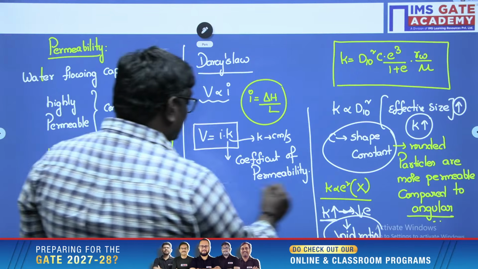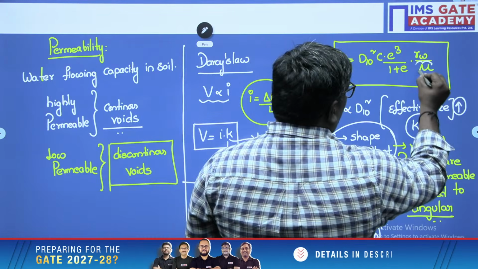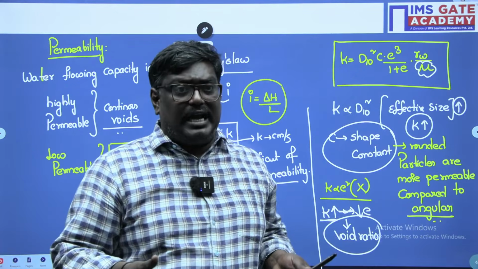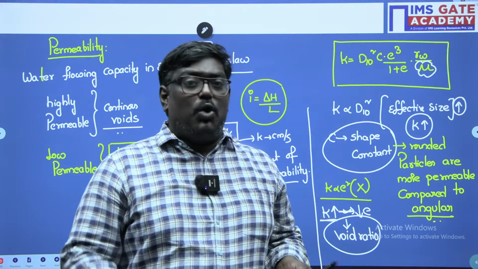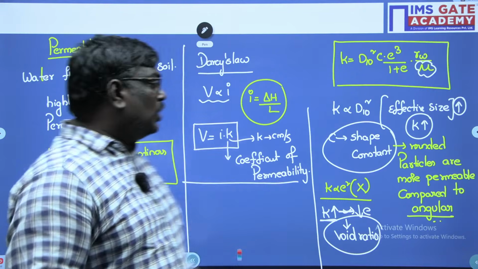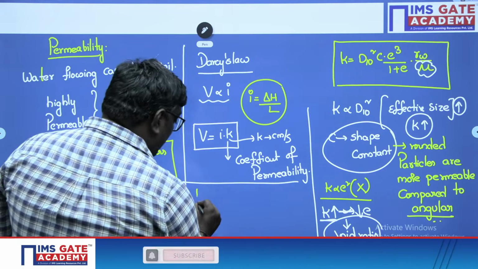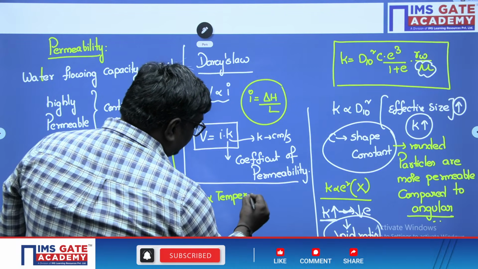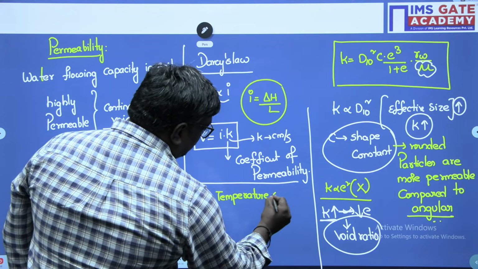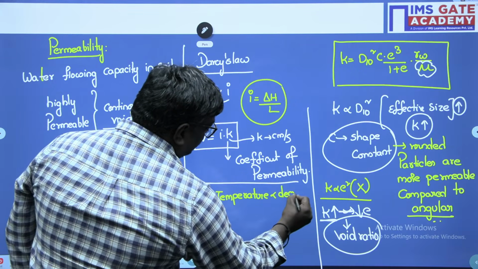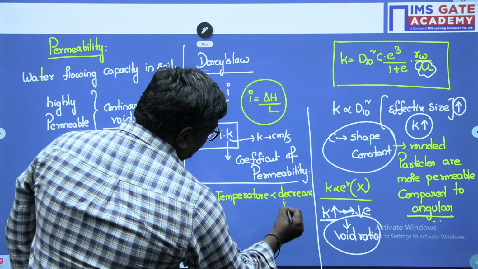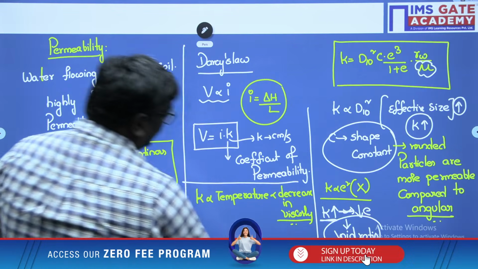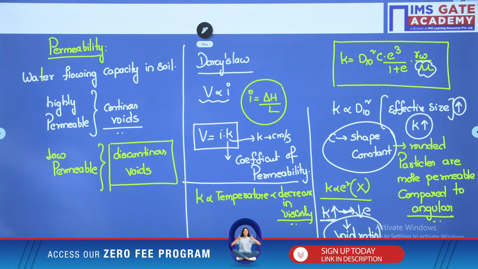Now see students, here permeability depends upon viscosity. Sir, if you pour some oil, it will take more time to scatter. But if you pour water, it will be easily scattering. So here what I would like to tell you is, permeability increases with an increase in temperature, with a decrease in viscosity. With a decrease in what, sir? Viscosity. This is very important, sir. I hope you are clear, my dear students.